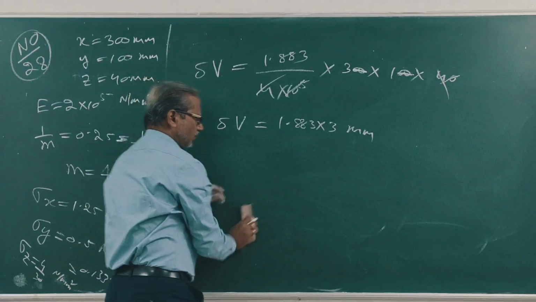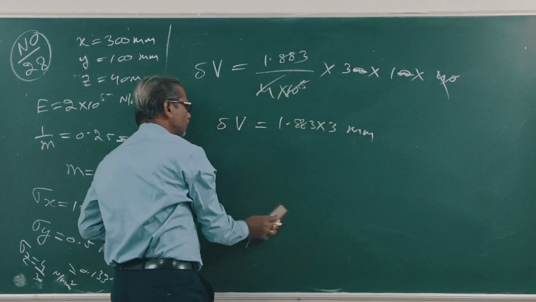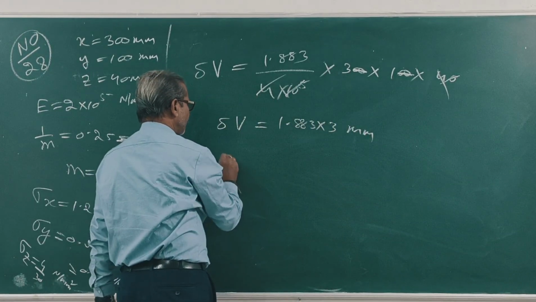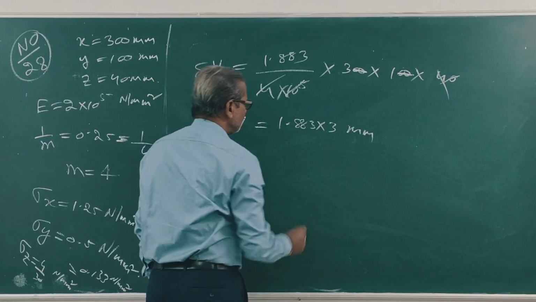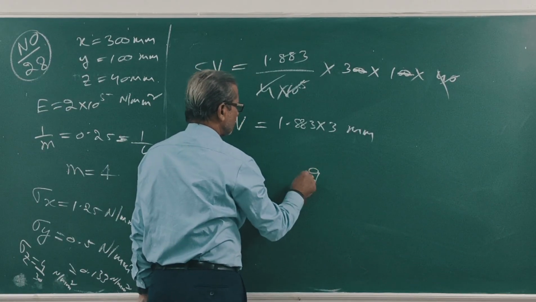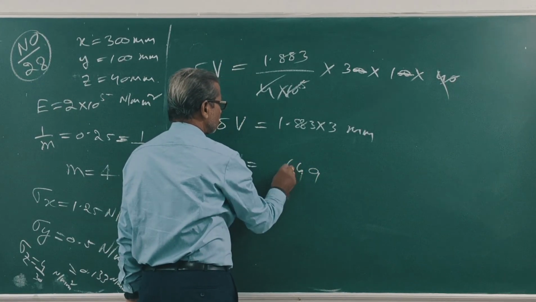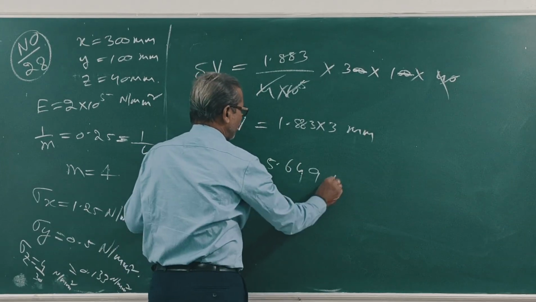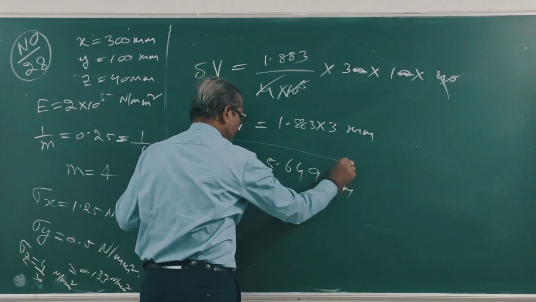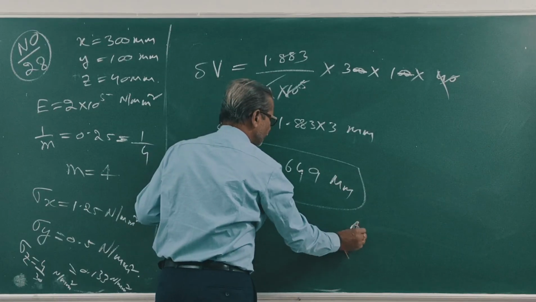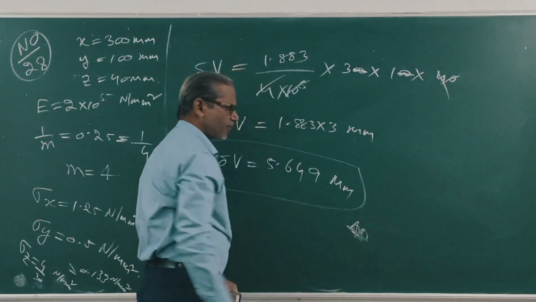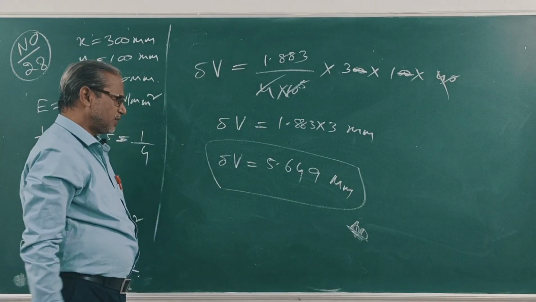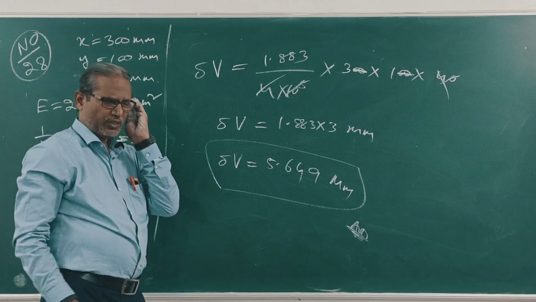Now delta V is equal to 5.649 mm³. This is the answer. Clear? This is the change in volume for the rectangular block.